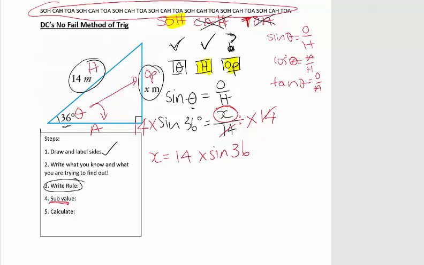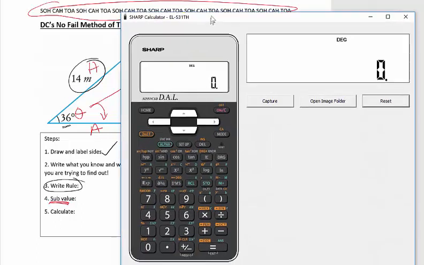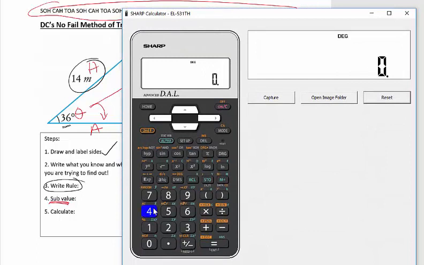So it's really important. Now you pick up your calculator. You don't pick it up beforehand. This is what you're going to put in there. So what's really, really important with your calculator is that you make sure it is in degrees. Okay, so you're making sure it's in degrees before you do anything else. So what was the question? 14 times sine 36.